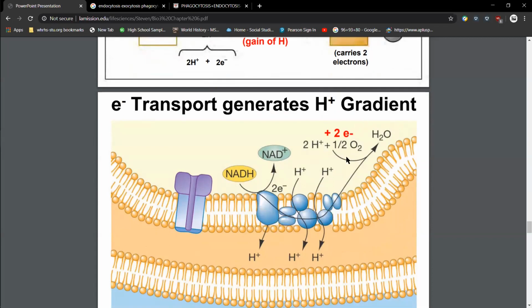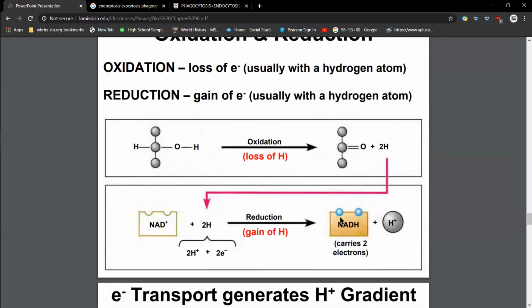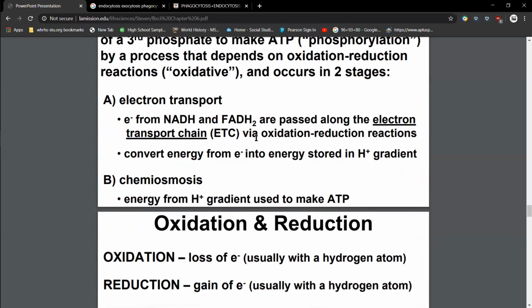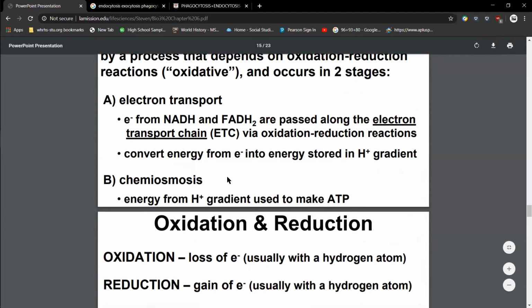And then it's finally going to join with oxygen to create water. So that's where the water comes from in the cell respiration equation. It's from the electrons moving. So that's what the electron transport chain's function is.